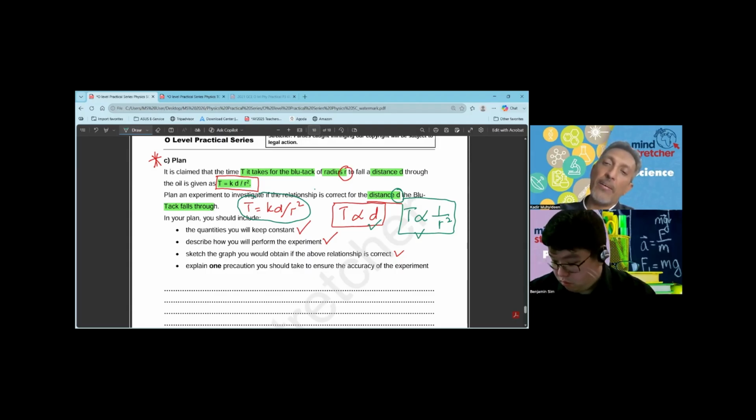I repeat, recently they have made you plan your experiment such that you do one experiment based on d and one to investigate based on r. Keep that in mind. But for this question, since it only wants you to investigate based on d, you just focus on that and try thinking of that. We will discuss in another 3 minutes. Think about it.